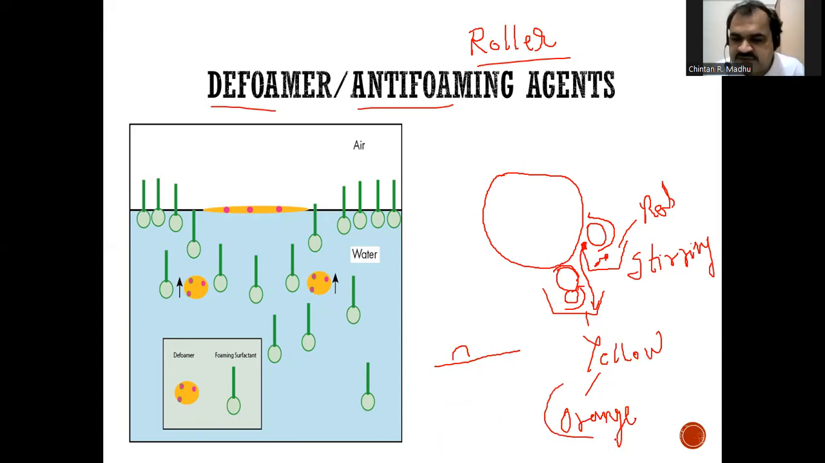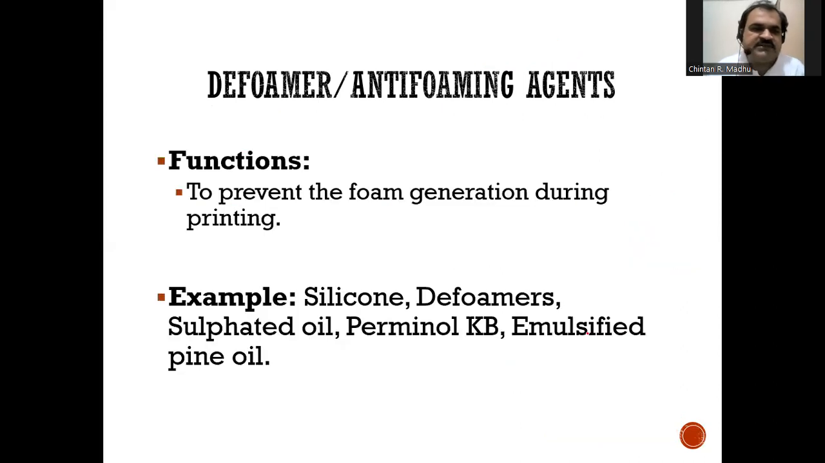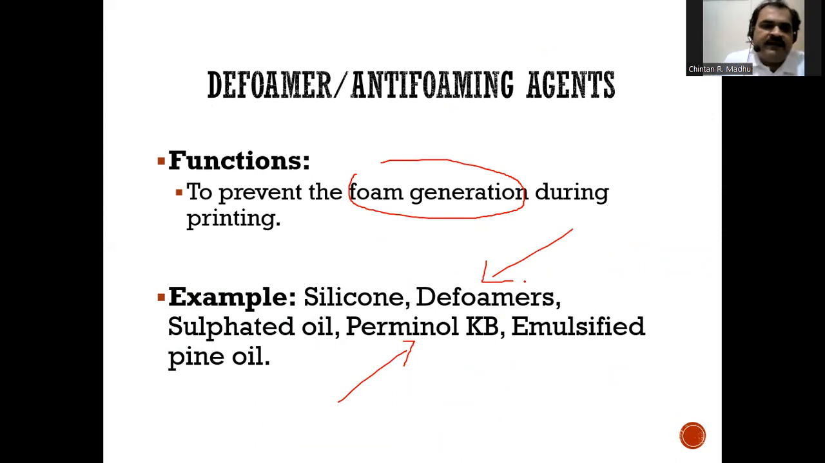Also, we want to reduce this color effect, and that's why we add a deformer or anti-foaming agent in the printing paste, to prevent foam generation during printing. Silicone deformers, sulfated oil, Perminol KB, emulsified pine oil are examples of deformers. Generally Perminol KB, or commonly known deformers, are used to reduce the foaming effect which is due to the surfactant we have added in our printing paste.